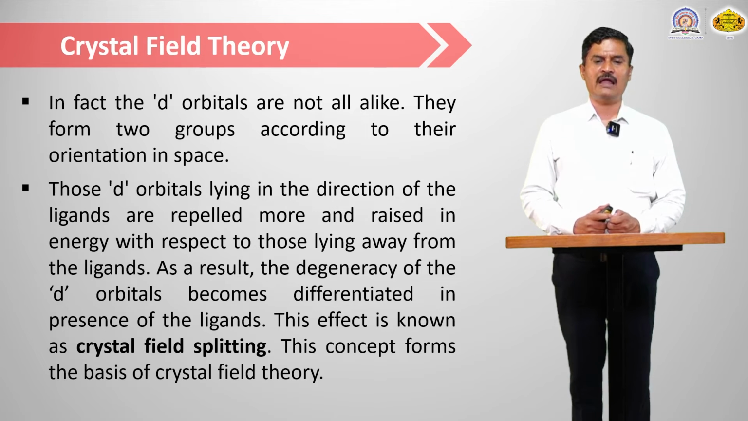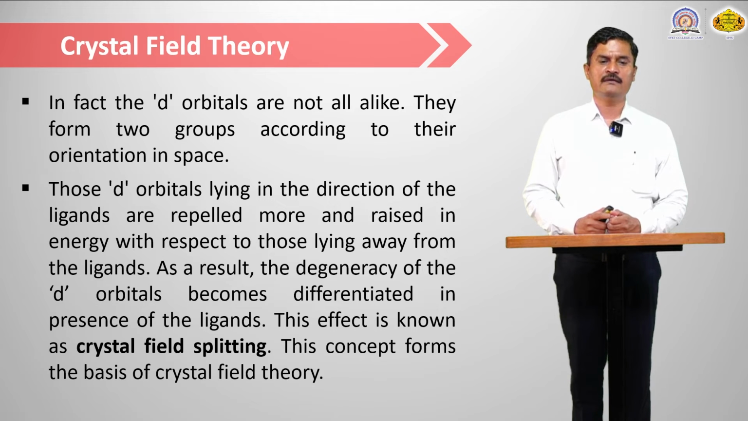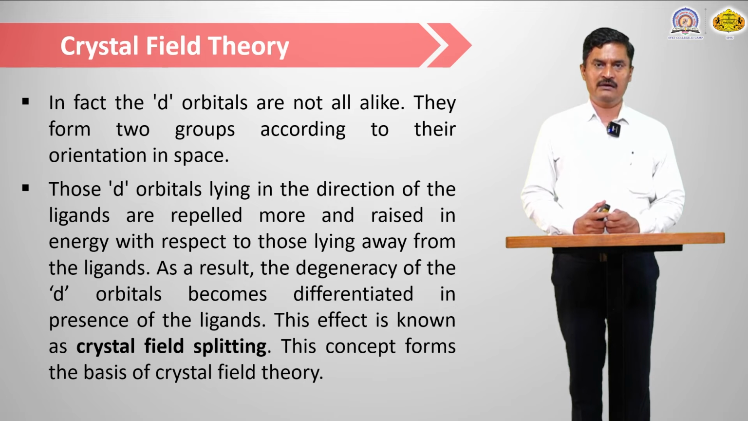Those d orbitals lying in the direction of the ligand repel more and rise in energy with respect to those lying away from the ligand, meaning those d orbitals which are not present on the axis. They are away from the direction of the ligand. That's why the energy of those orbitals is not increased. But those orbitals which are present on the axis, their energy increases because there is a repulsion. So they are differentiated in the presence of the ligand.